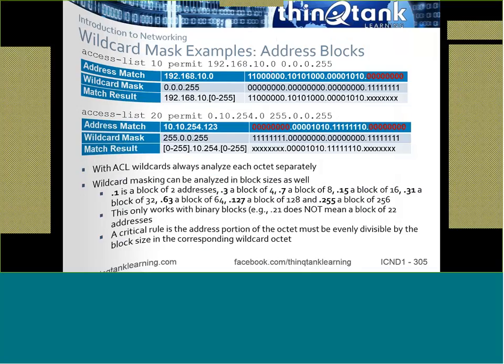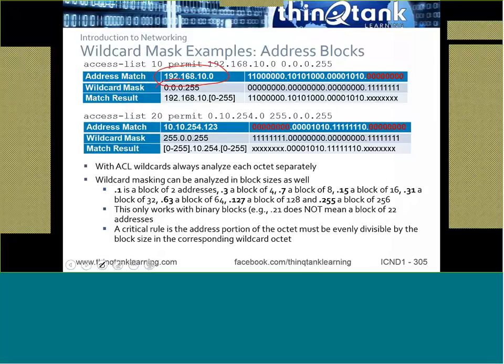What about this example? 10.0 with a wildcard of 0.0.0.255. Well, that's simple enough. The last octet, we don't care. By the way, in these examples, anything that's red means I don't care. I don't care what those bits are. And by the way, the mask can be, as we've already seen, any combination. I don't care about the first octet. I don't care about the last octet.